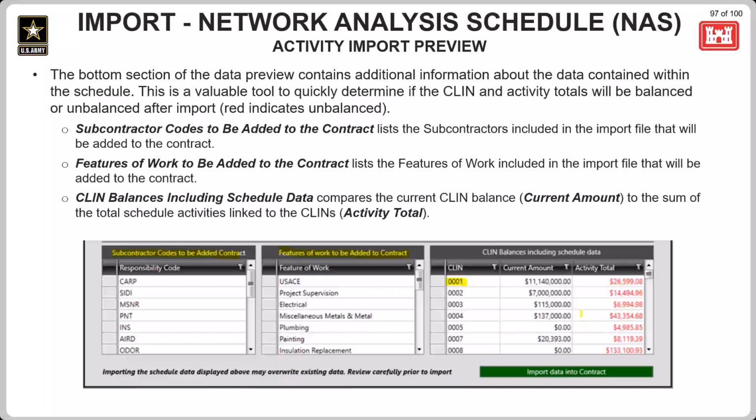For example, in RMS, there is a CLIN 0001. And in the scheduling software, the contractor could have entered it as CLIN 01 or 001, and that is going to show at the bottom of this list. So the approver really needs to make sure to review all of them to make sure something like that is not occurring.